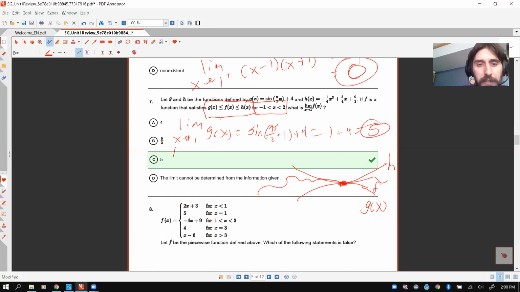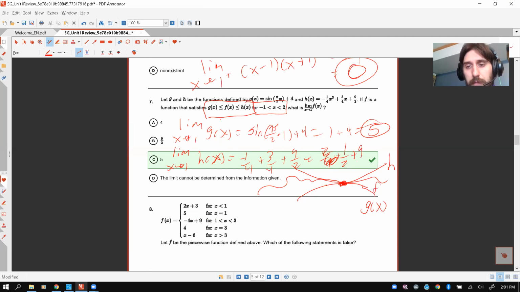If we do that for h, the limit as x approaches 1 of h of x, if we plug that in, we'll do negative 1/4 times 1 cubed plus 3/4 times 1 plus 9 halves. And that is going to be what? 2/4, or 1/2 I could say, plus 9 halves, which is 10 halves, or 5.